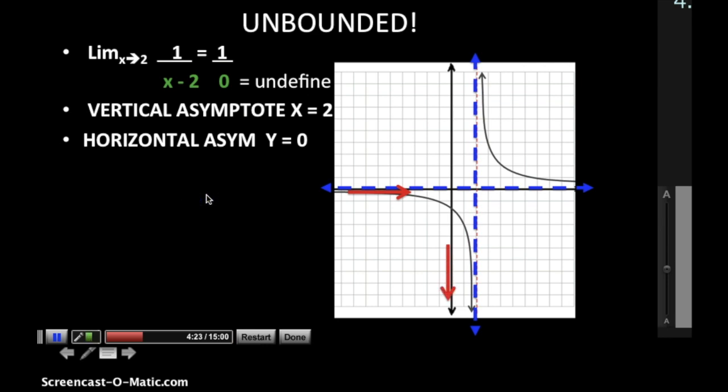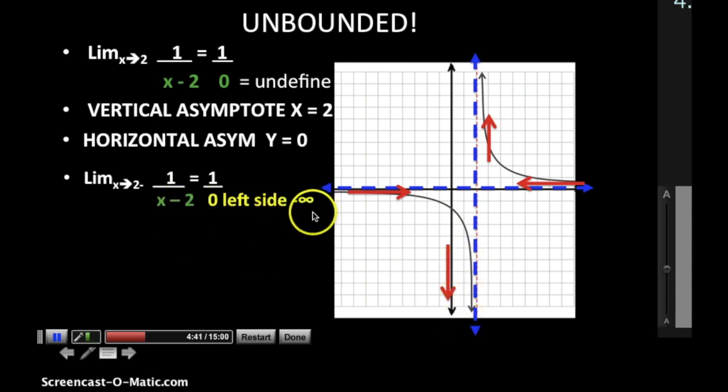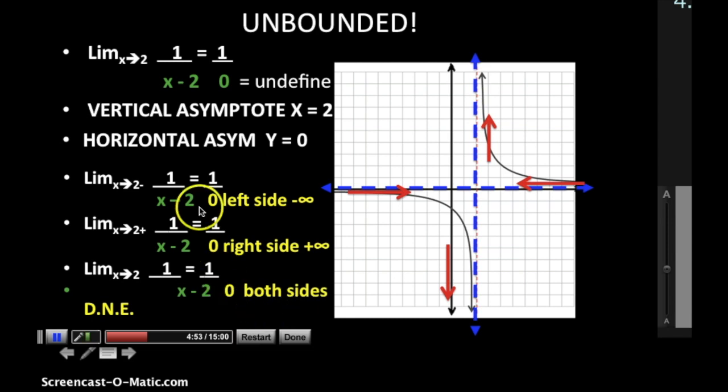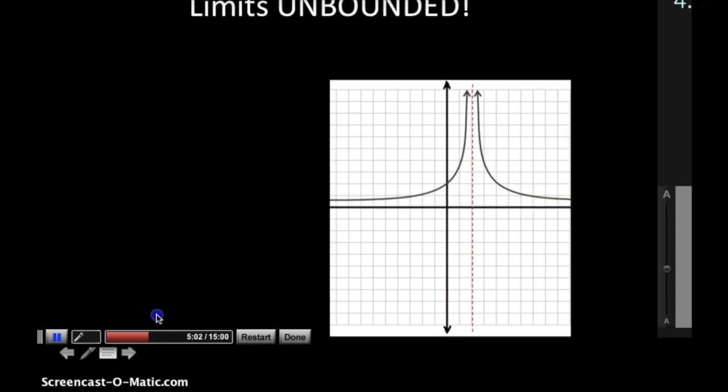So again, let's take this and as we approach, in this case, positive 2, from the left side, we follow this path right here. As we approach it, we're forced by the path to go down to negative infinity on the left side. On the right side of 2, we're forced to go up to positive infinity. From both sides, that's the original problem, the limit does not exist because the two limits are not going the same direction.